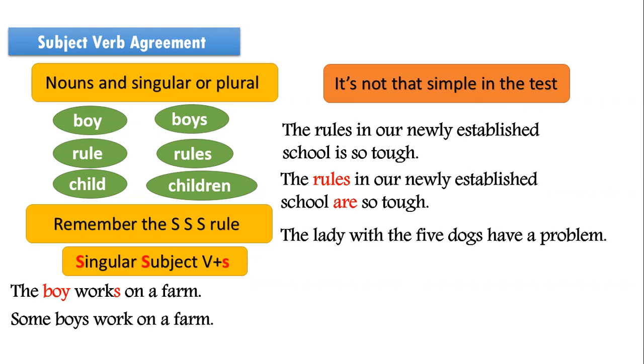How about this example? The lady with the 5 dogs have a problem. Replace have with has. Why should I do that? Because dogs is not the subject. Yes, the word lady is the subject. In this case, the lady with the 5 dogs has a problem because my subject here is the lady and the word lady is singular. So the verb should be the verb with the S.